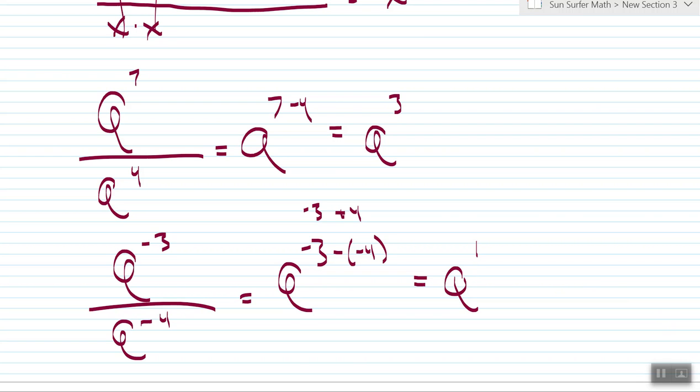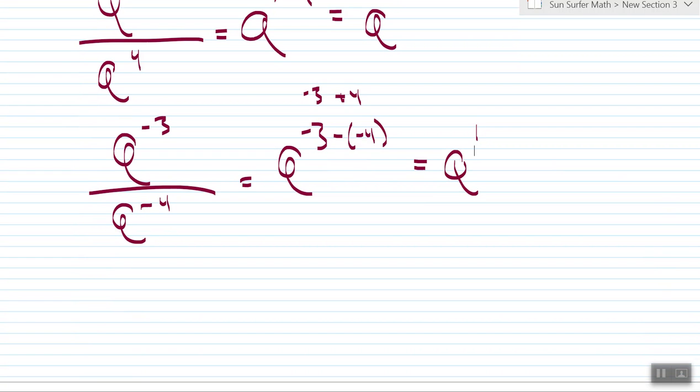Now, you may be thinking, well, couldn't I rewrite this without the negative exponents? And the answer is yes, but you don't need to. All we need to do is follow the rule for dividing the similar bases. But if you wanted to, you could rewrite this as q to the positive 4 divided by q to the positive 3, and the result would be the same.